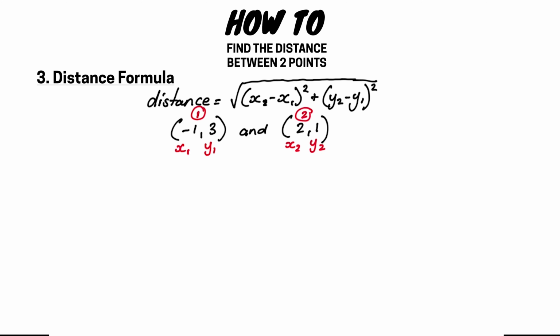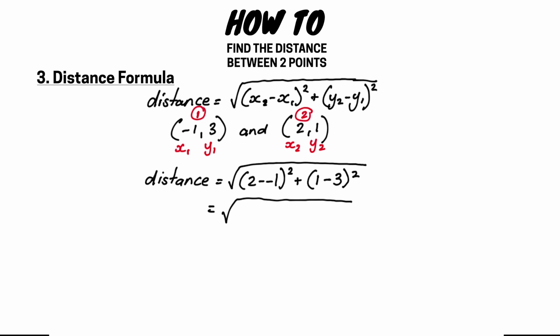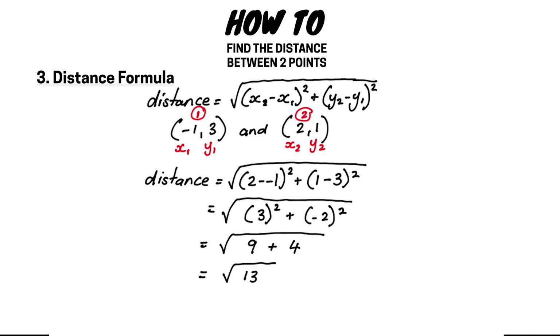So the distance is equal to the square root of 2 minus -1 all squared plus 1 minus 3 all squared. This is equal to the square root of 3 squared plus -2 squared, which is equal to the square root of 9 plus 4, which equals the square root of 13. This means that the distance between the points -1, 3 and 2, 1 is 3.61 units.